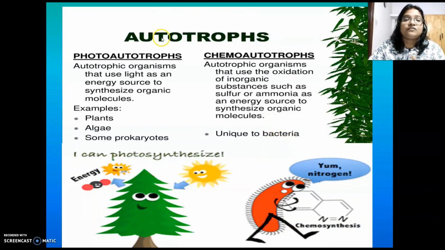So autotrophs are of two main types, based on the source of energy. If light is the source of energy for the process, we call them photoautotrophs. And if the energy is derived from chemicals, we call them chemoautotrophs. Is it clear?